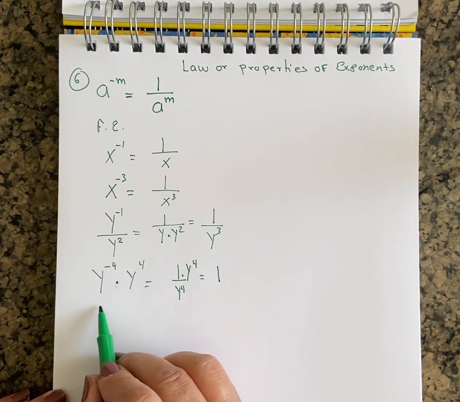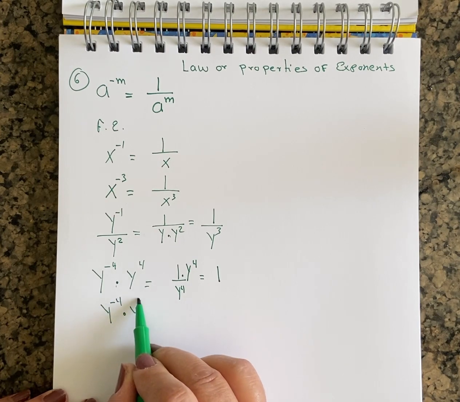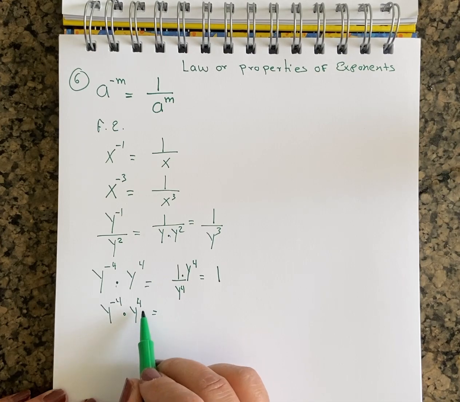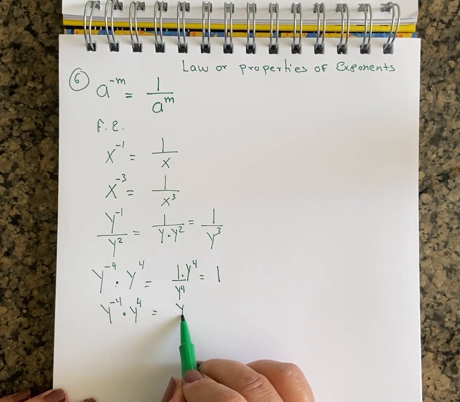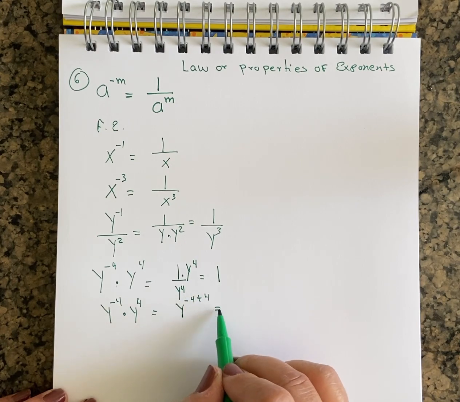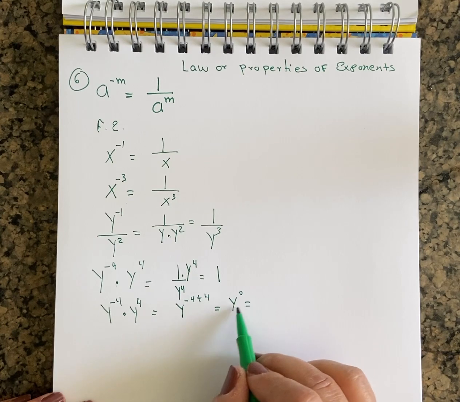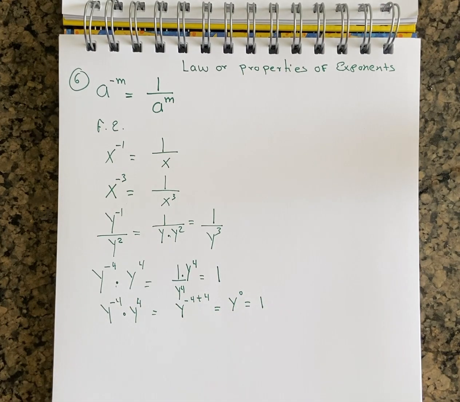That's one way. Now, y to the negative 4 times y to the 4. Remember, these are the same bases, so you add the exponents, so it's going to be y to the negative 4 plus 4. And this is the same as having y to the 0. And anything to the 0 is 1. So there are two different ways to do that.